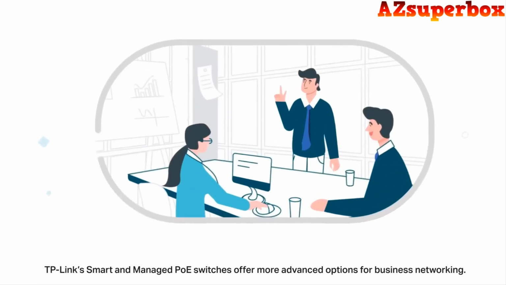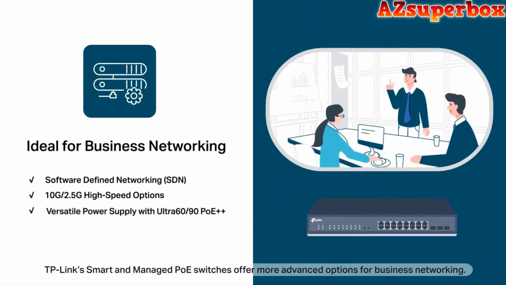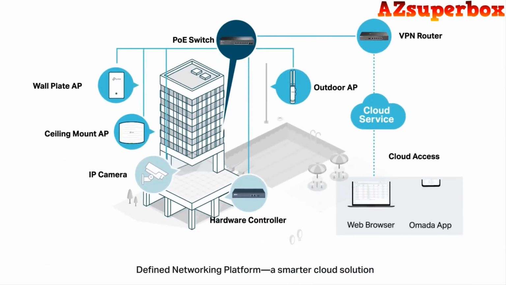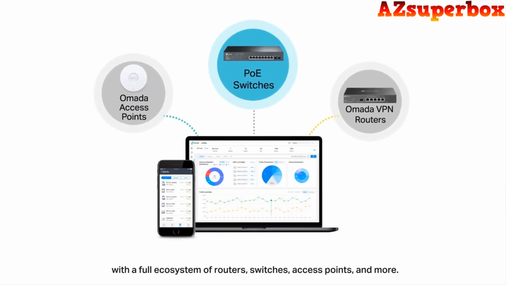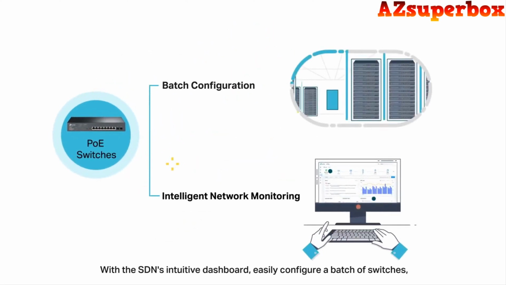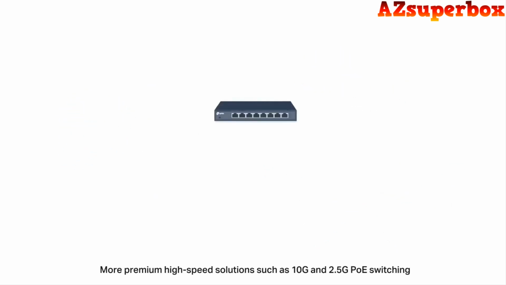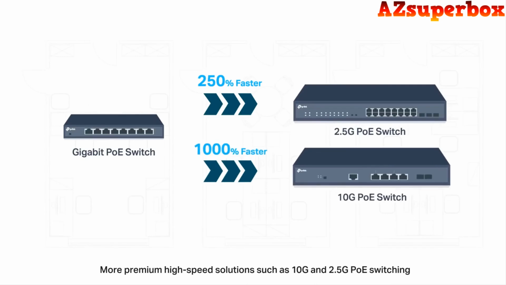More than that, TP-Link's smart and managed PoE switches offer more advanced options for business networking. The switches are integrated into the Omada software-defined networking platform, a smarter cloud solution with a full ecosystem of routers, switches, access points, and more. With the SDN's intuitive dashboard, easily configure a batch of switches, keep track of real-time network status, and troubleshoot abnormal issues. More premium high-speed solutions such as 10G and 2.5G PoE switching are provided to future-proof your business networking.